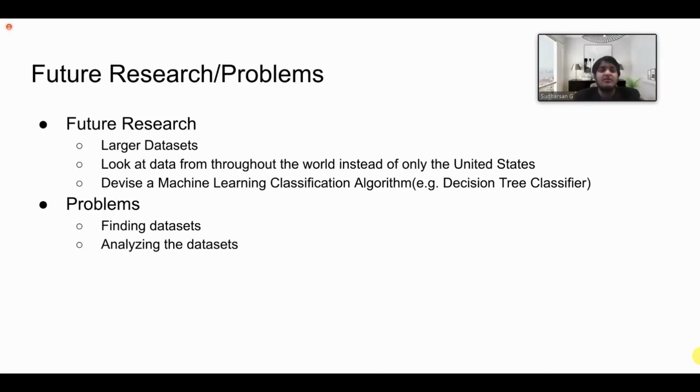Sure. So our future research is to look at larger data sets next time. We only focused on a few this summer. Also, look at data from throughout the world instead of only the United States. And we're planning for future research to devise a machine learning classification algorithm, such as a decision tree classifier, for classifying the bias.